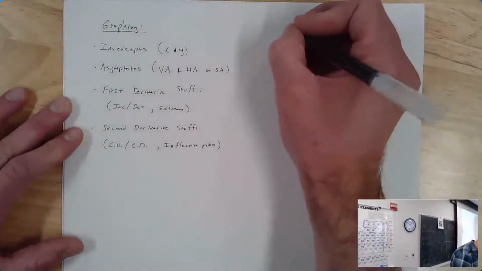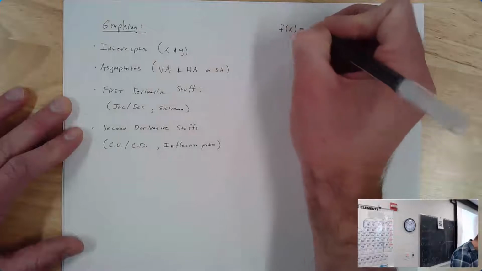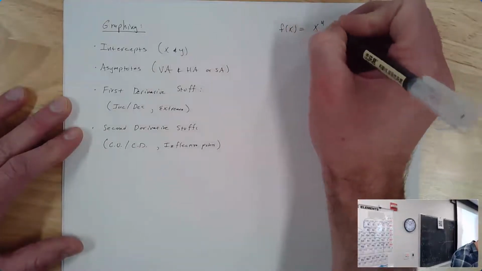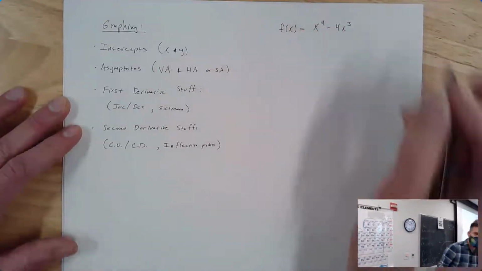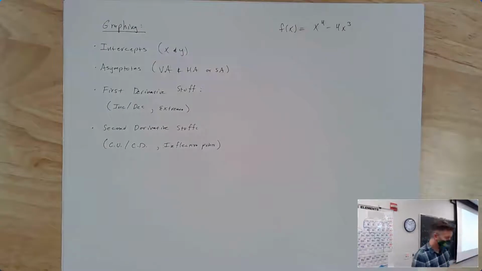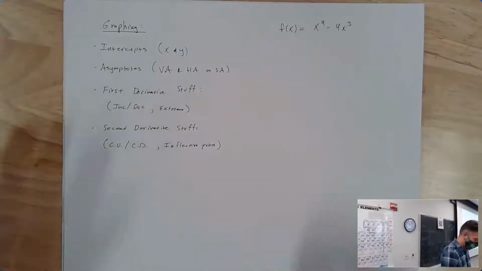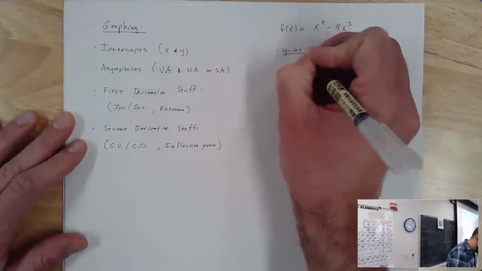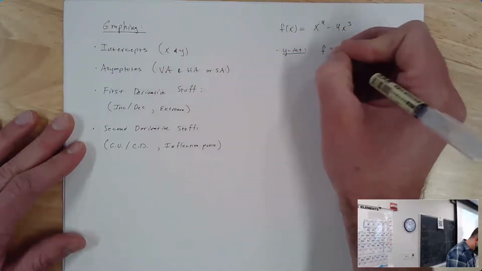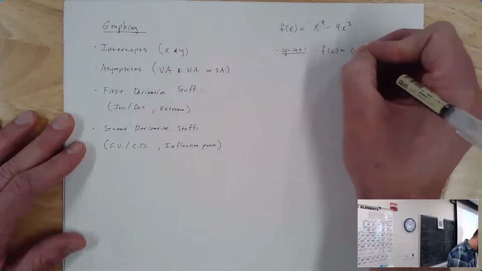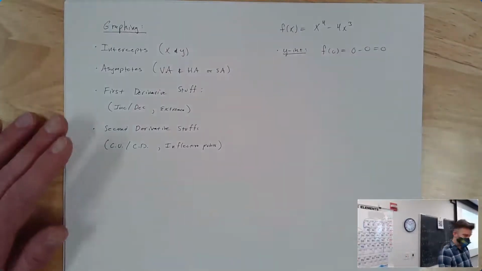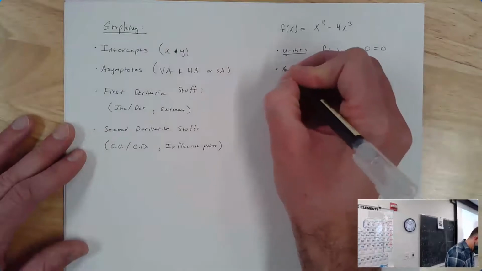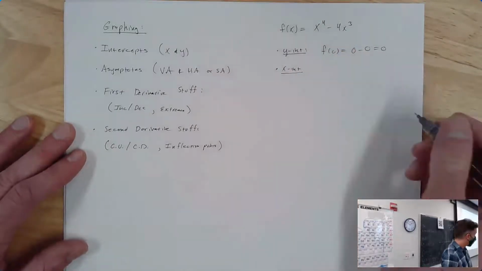Let's look at the function f of x equal to x to the fourth minus 4x, which I want to graph. So I'm going to find all the things. I'm going to find my y-intercept. That's easy enough. I'm going to set x equal to 0. F of 0 is going to be 0 minus 0, which is 0. Great. X-intercept. I'm going to set the whole thing equal to 0.